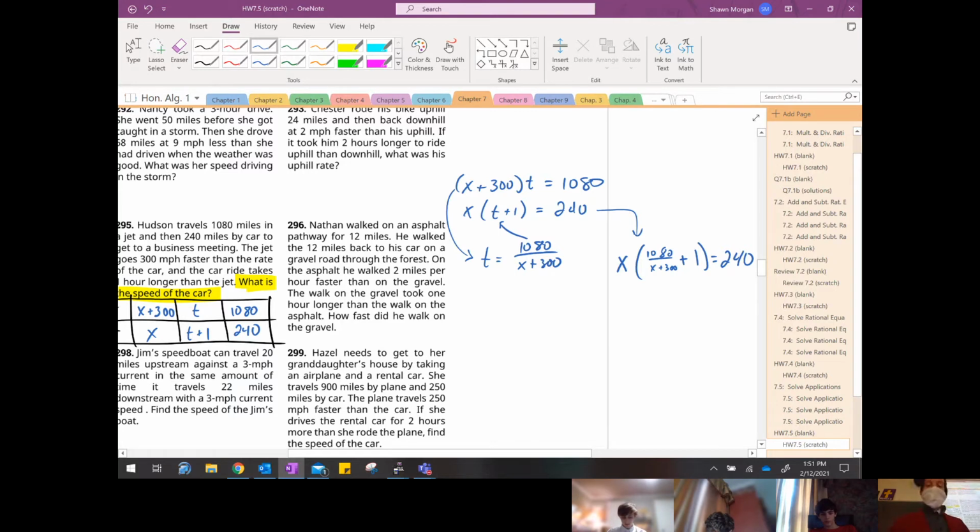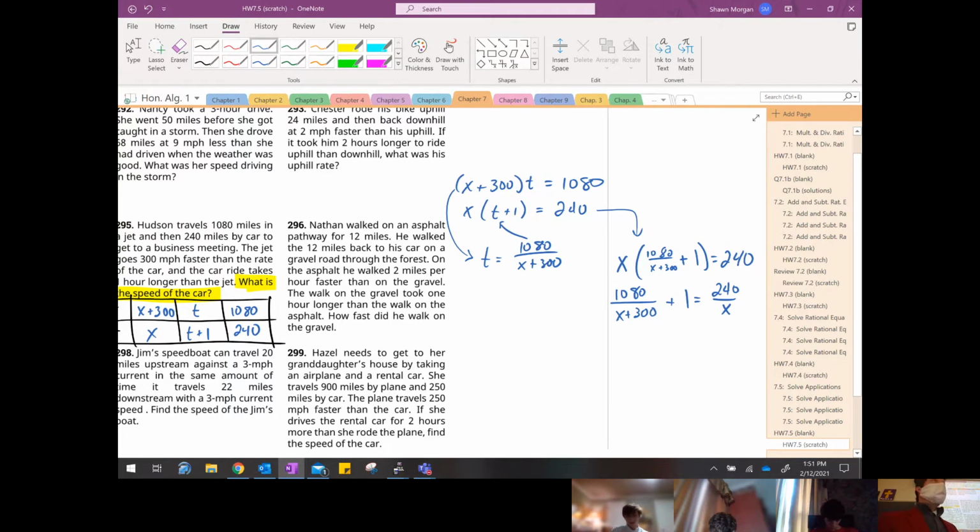Divide both sides by x, and we got ourselves a nice, neat little rational equation. We got 1080 over x plus 300 plus 1 equals 240 over x. I said that's a rational equation. Peter's about to tell us how we solve rational equations. Kill all the fractions by multiplying everything times the LCD. Camden, you had a question? Yeah, divided both sides by x. Divided both sides by x.